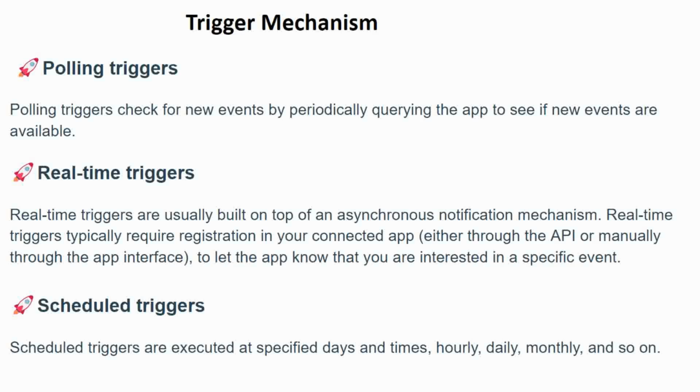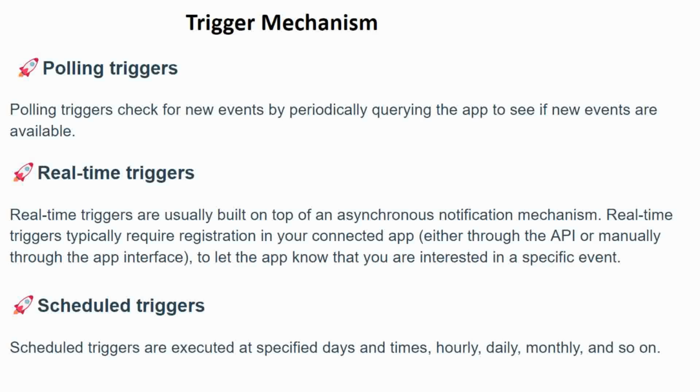Real-time triggers are usually built on top of an asynchronous notification mechanism. That means real-time triggers can be application-based or API-based. For example, in an application like Salesforce, suppose I have added a new contact. I want my recipe to trigger, get the new contact that was added, and process it, whatever you want to do with it.